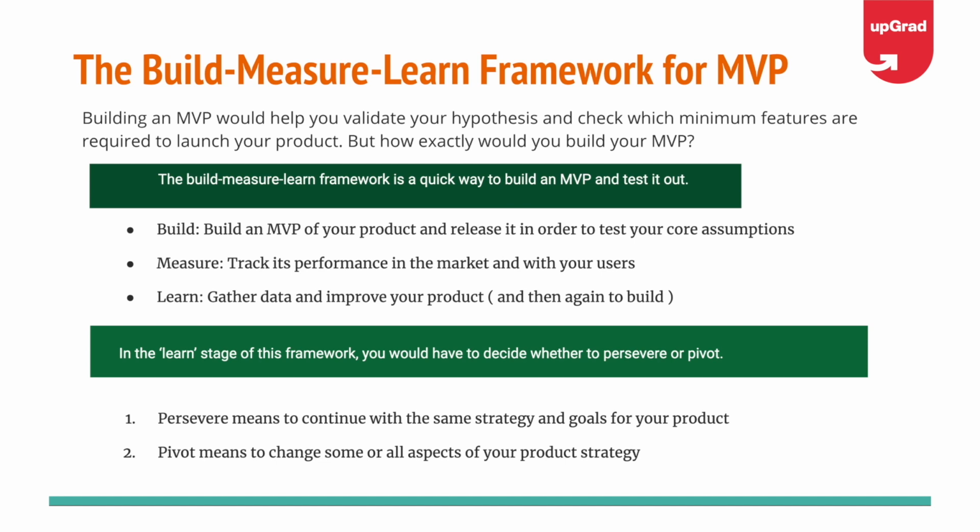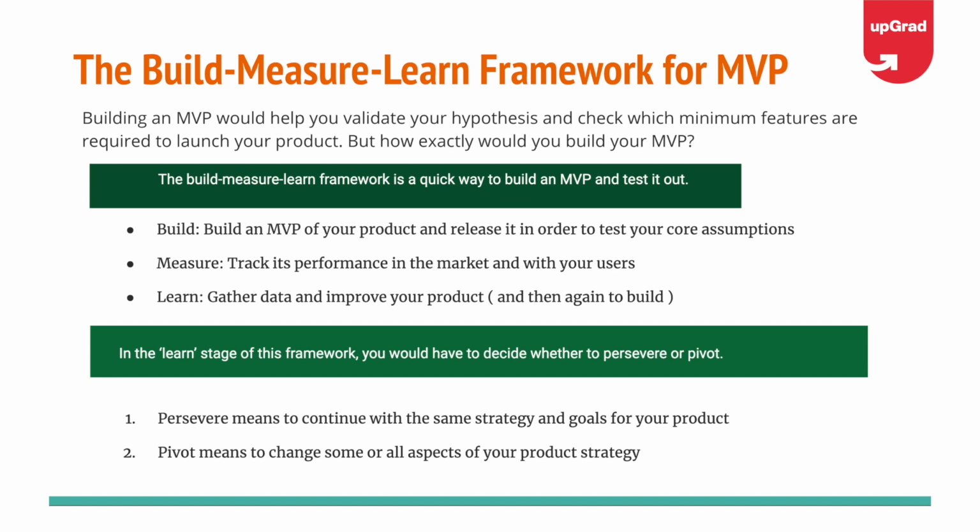So in the learn stage of this framework, you have to decide whether to pursue or pivot. Essentially what happens is, let us say you get some insight, right? There are two decisions that you can take. Let us say the insight is that your hypothesis is wrong and users actually don't like your product. You can probably pivot or move to a totally different idea or move to a new version which tries to match the customers or users expectation.